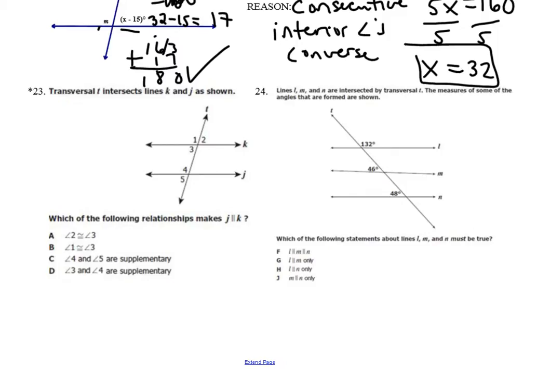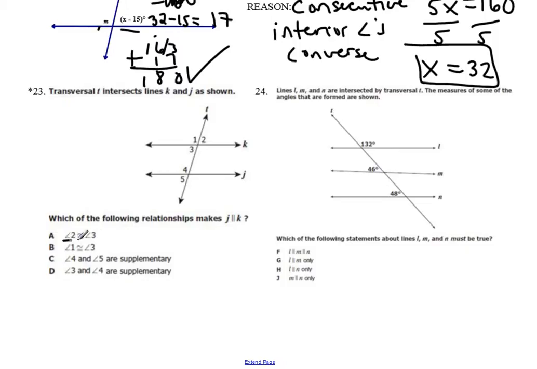All right, number 23. It says transversal T intersects K and J as shown, and then it says which of the following relationships will make J parallel to K. So in this question, we're trying to figure out when do we have corresponding angles congruent, when do we have consecutive interior angles supplementary, when do we have alternate interior angles congruent, when do we have alternate exterior angles congruent. So if we can find any one of those four relationships in this set of answer choices, then we have proven lines parallel.